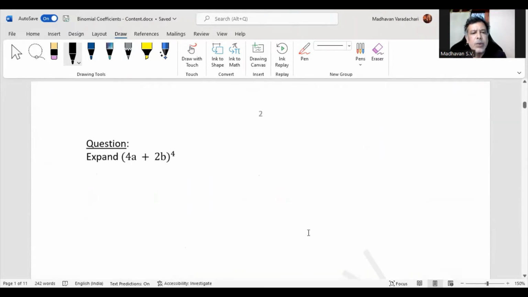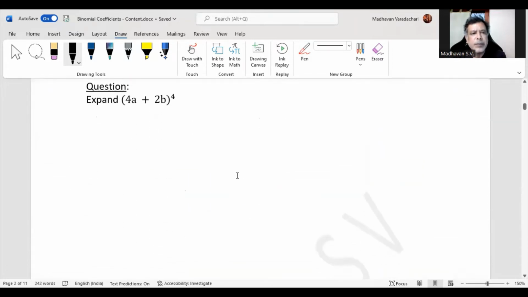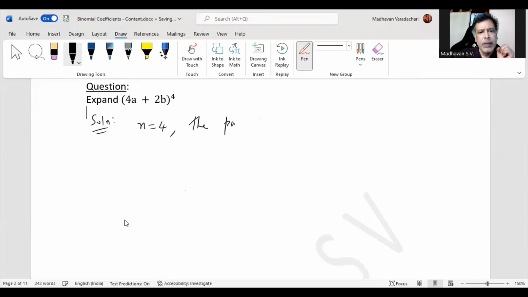Now, let us do some questions in this. The first question is to expand (4a + 2b) to the power of 4. We may notice here that n is 4, meaning the power is 4, which means the Pascal's triangle will be as follows.